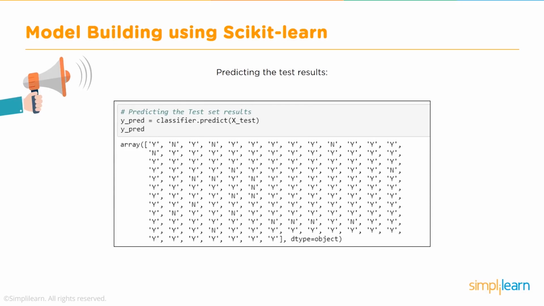Remember, we split it, and 25% of our data was stored here. We split it into test and training. So that 25% of the data we pass to the method predict, so that the model will now predict the values for y. That's why here we are calling it y_predict. And if we display it, as I said, this is logistic regression, which is basically binary classification. So it gives us results like yes or no in this particular case. This is what the model has predicted or classified.